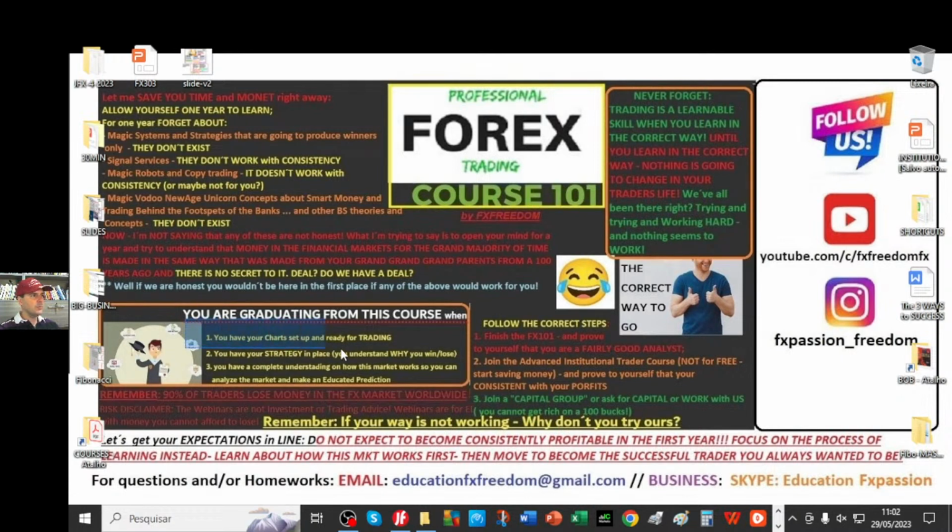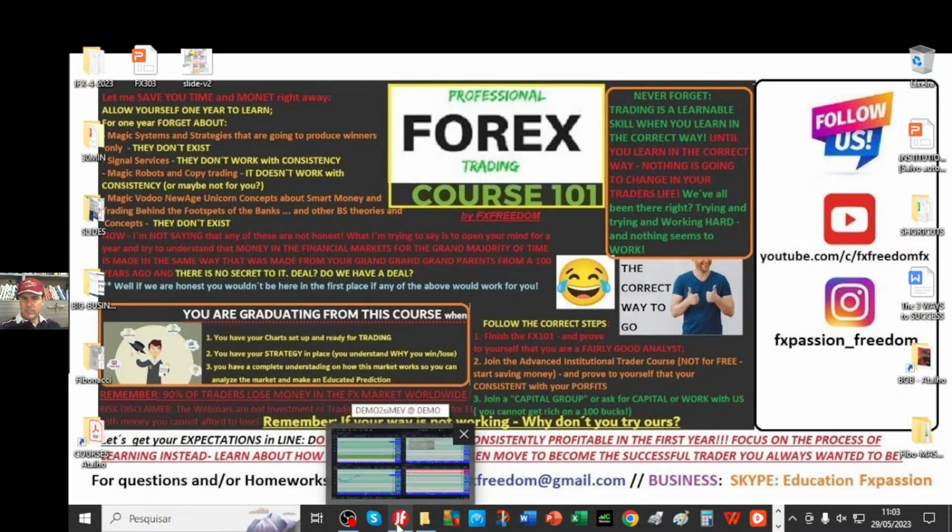Number one, when you have your chart set up and ready for trading. Number two, you have your strategy in place. We're going to talk today a little bit about the strategy. And number three, you have a complete understanding of how this market works, so you can analyze the market and make an educated prediction.